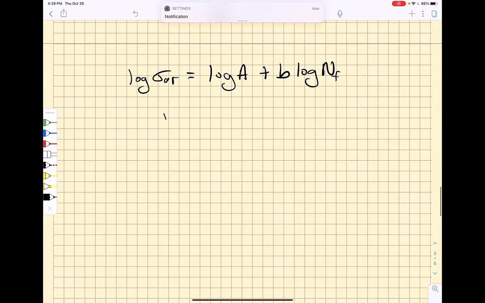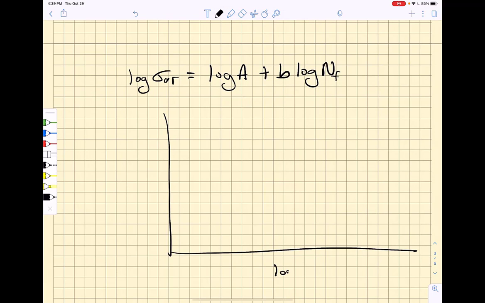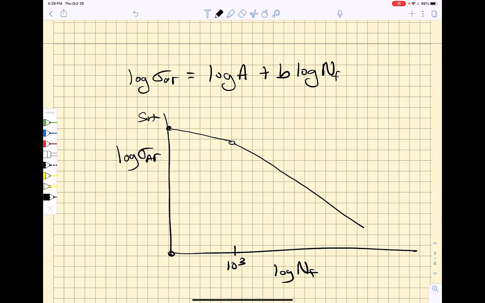And so what we do if we plot it logarithmically, the log of the number of cycles to failure and the log of the stress amplitude, we find some straight line regimes. Look, if we have no cycles to failure, then our stress amplitude is equal to our ultimate. And then we have a drop off at 10 to the third cycles. We then get a change in slope, and at 10 to the 6th cycles, we may or may not get an endurance limit.